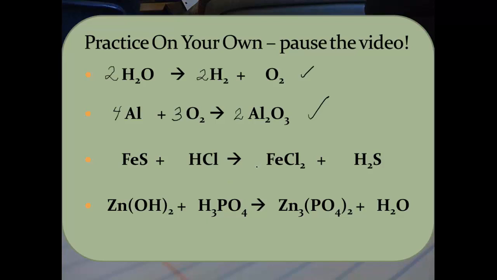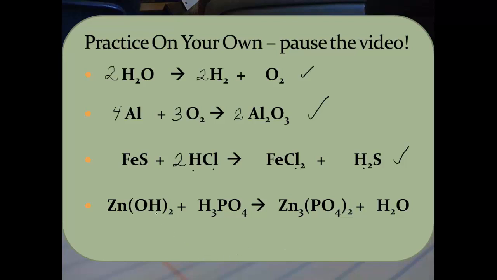Moving on to the third one. I see that iron is already balanced. Sulfur is already balanced. So it's really my hydrogen and chlorine that are not. Hydrogen has 1 right here and 2 over here. Chlorine's in the same situation. I have 1 right here and 2 right here. So all I need to do on this one is put a 2 in front of the HCl, hydrochloric acid, and that's balanced. Okay?